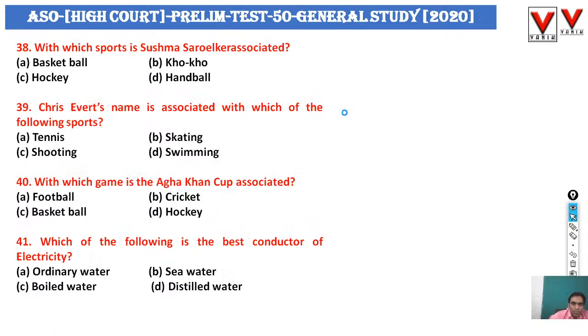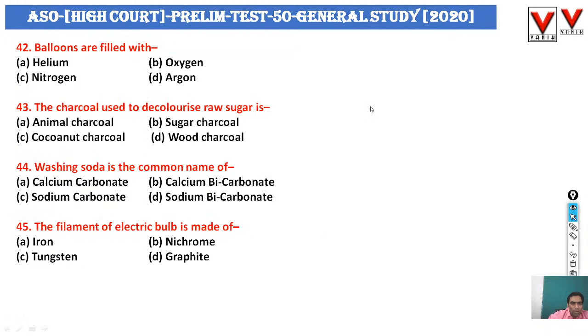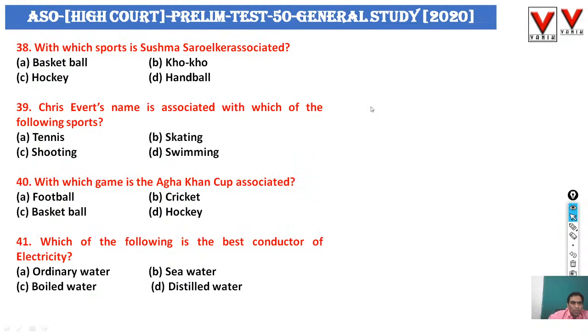Question number 38 is talking about which sport Sushma Sarolkar is associated with. That is none other than Kho Kho. Sushma Sarolkar is associated with Kho Kho. So the right answer is B.